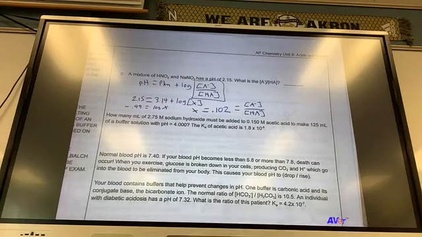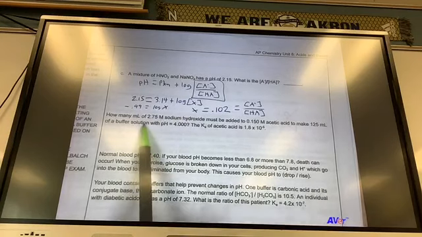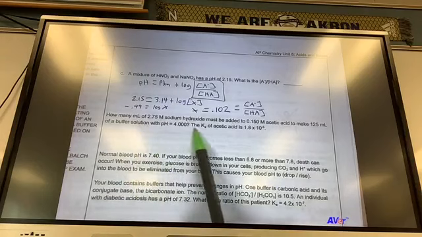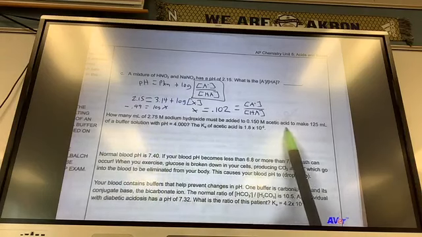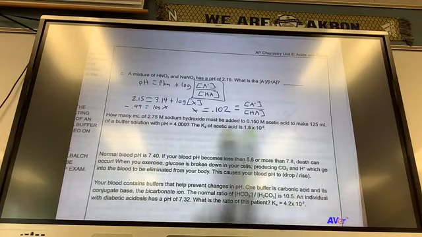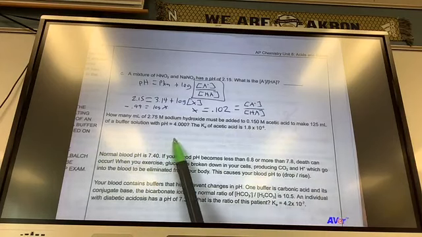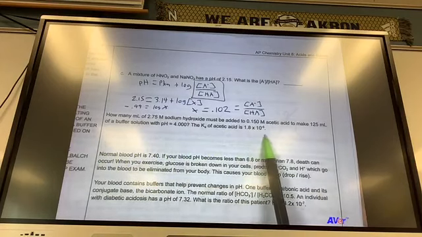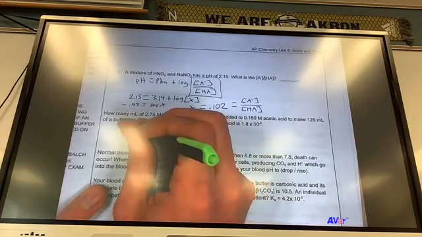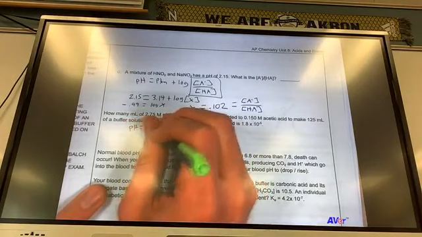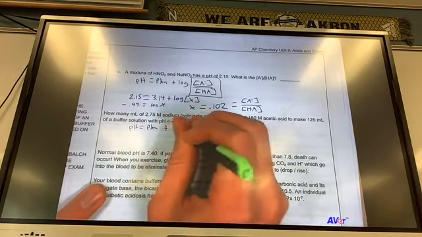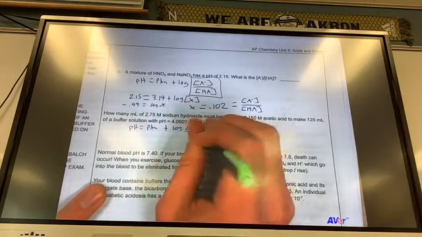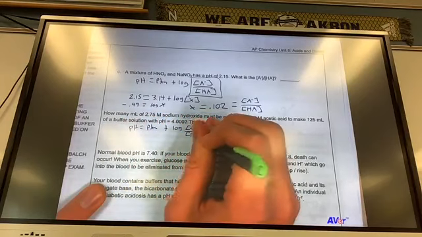10% is dissociated. Okay. How many milliliters of 2.75 molar NaOH must be added to 0.150 molar acetic acid to make 125 milliliters of a buffer solution with a pH of 4? The Ka is 1.8 times 10 to the negative fifth. So what are we going to do on this? I'm going to do Henderson-Hasselbalch again. So I'm going to say pH equals pKa plus log of A minus over concentration of HA.